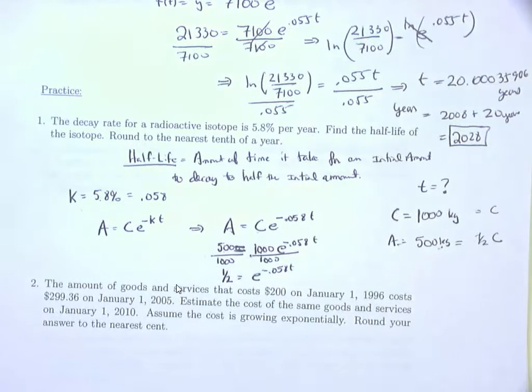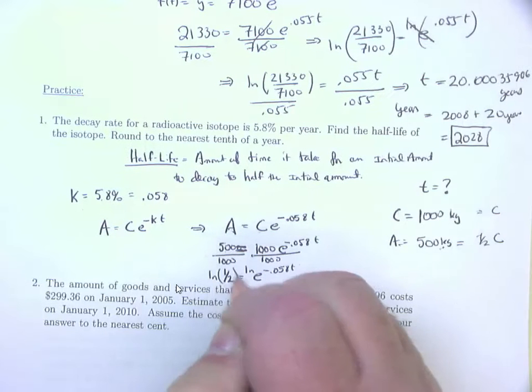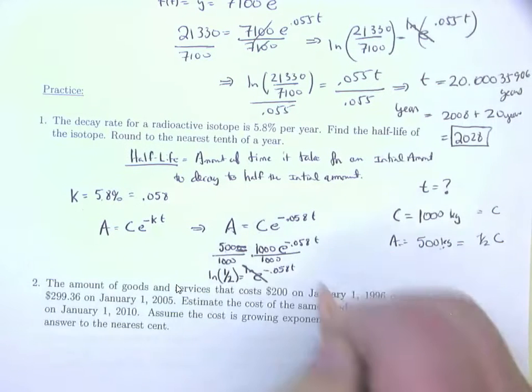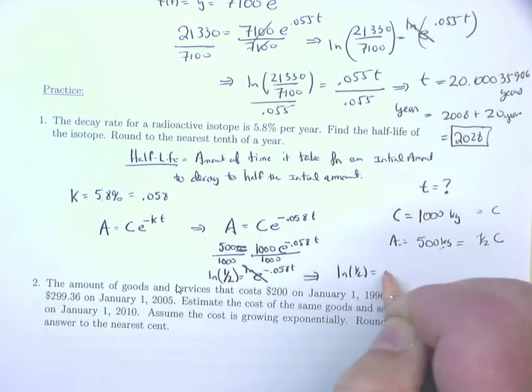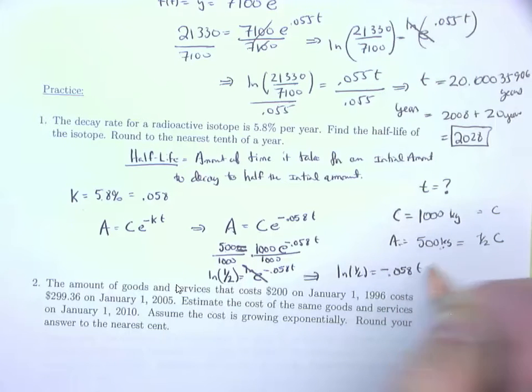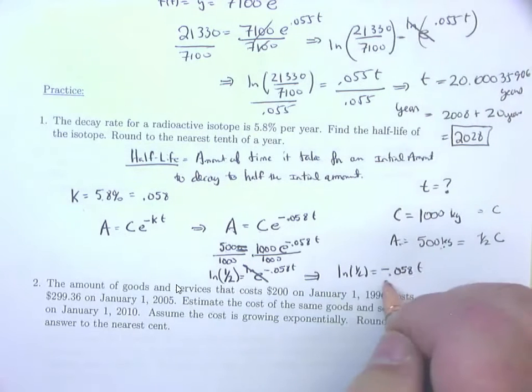Now, what's your next move? What kills off an e? Natural log. So you can take the natural log of both sides. The e and natural log cancel. This leaves me with the natural log of 1/2 is equal to, and your exponent pops out in front, negative 0.058 t. What's your last move? Get the t by itself. I'm going to divide by negative 0.058.